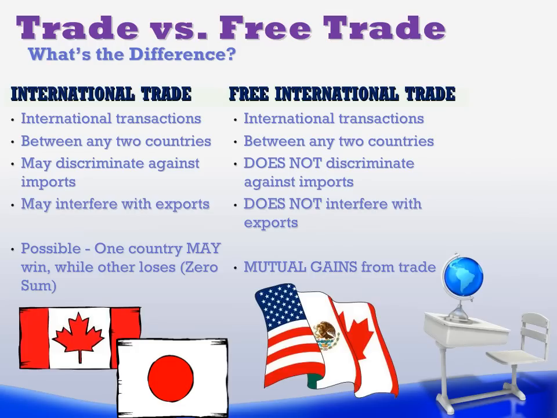Right? Whereas free international trade, or free trade, has to do with, again, international transactions between countries. However, there is no discrimination against imports and there is no interference with the exports. And so when a relationship like this exists between, for instance, Canada, Mexico, and the United States, there are mutual gains for all parties and everyone is considered a winner.